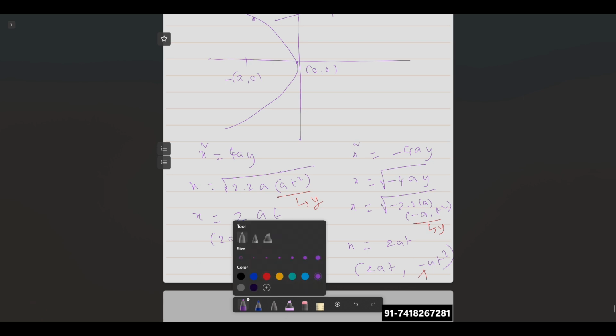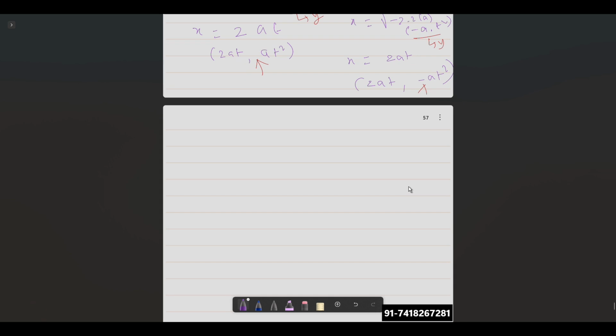Now the equations and how does the graph look? Graph will be like this. x square is equal to 4ay means whatever negative and positive values of x, y will be positive only. So your parabola will be like this. In this case it will be the reverse. It will be like this. Whatever plus or minus x values you give, y will always be negative. This is negative y, and this is positive y. So this is positive x axis, this is negative x.